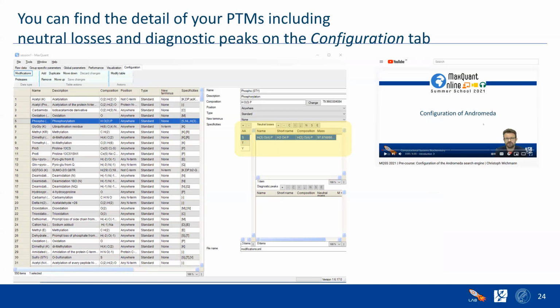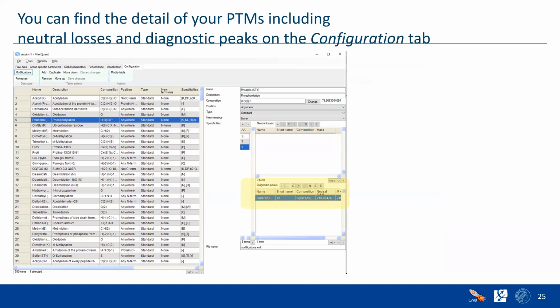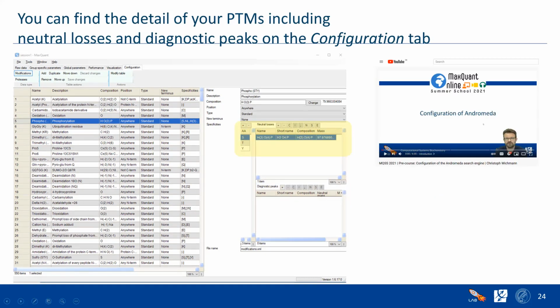And second, you can find the details about the PTMs on the configuration tab. For phosphorylation, we target 3 different residues, and they give the neutral loss or diagnostic peaks. We know that there are neutral losses on serine and threonine, and you can see the composition, the mass that MaxQuant is considering. The diagnostic peaks are for tyrosine, and you can see the composition as well. If you want to know a bit further how to set this configuration panel, please refer to one of the precursors given by Christoph, released a couple of days ago.